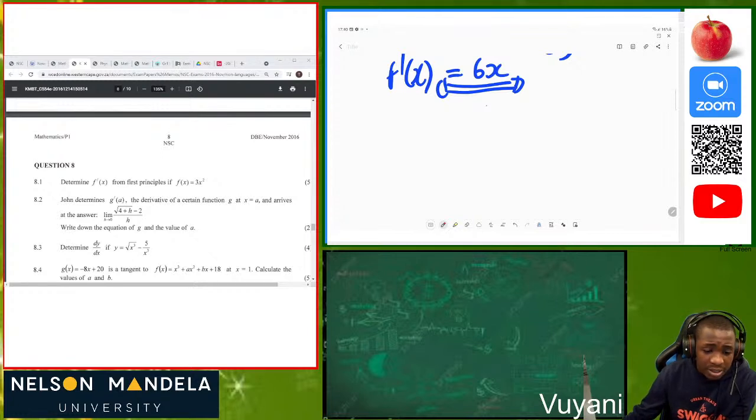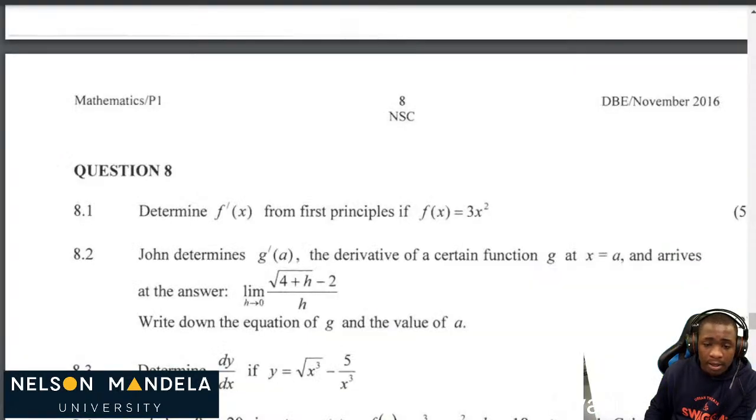Okay, let's look at question 8.2 now. On 8.2, they are saying that John determines g prime of a, the derivative of a certain function g at x equal to a, and arrives at the answer that the limit as h approaches 0 of the square root of h plus h minus 2 over h. Write down the values of g and the value of a. How will we solve that kind of equation?